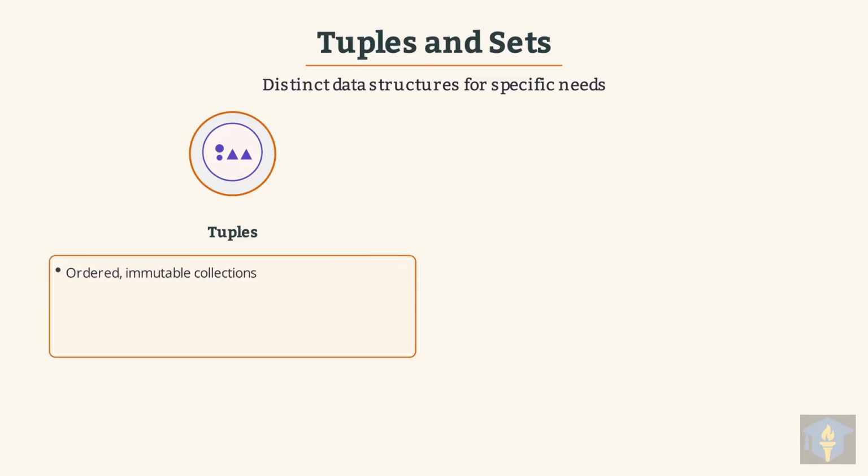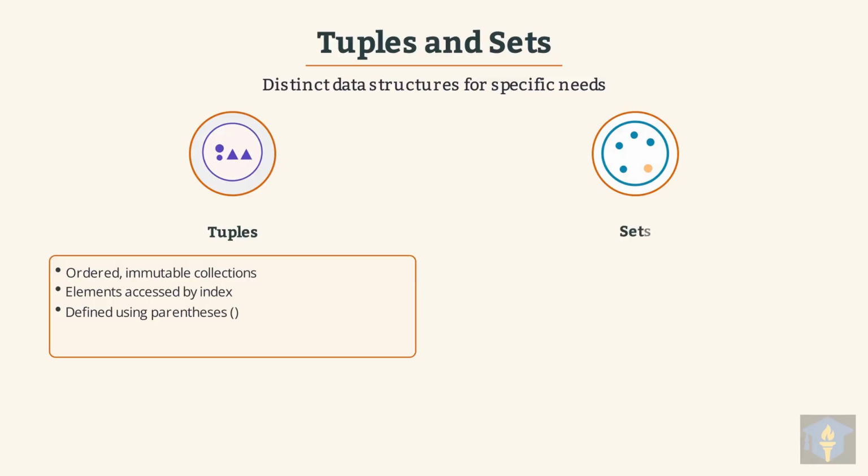Tuples are ordered collections, just like lists, but they are immutable, meaning their contents cannot change. Similar to lists, elements in a tuple are accessed by their index, maintaining their insertion order. You define tuples using parentheses, making them easy to distinguish from lists.